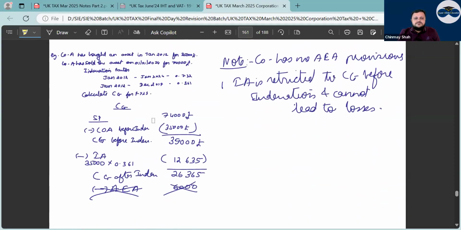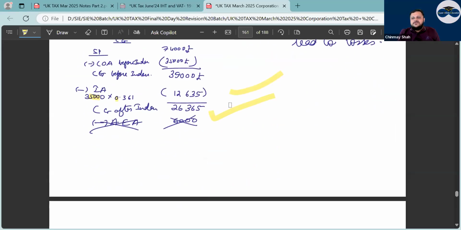Have a look here. So Mr. A has bought an asset in Jan 2012 for 35,000, sold for 74,000. 74 minus 35 is CG before indexation. Then from Jan 2012 to Jan 24, can you take indexation up to Jan 24? No. You have to take only up to December 2017. So you take this rate into the cost of acquisition. This is your indexation allowance. And your CG after indexation is 26,365.